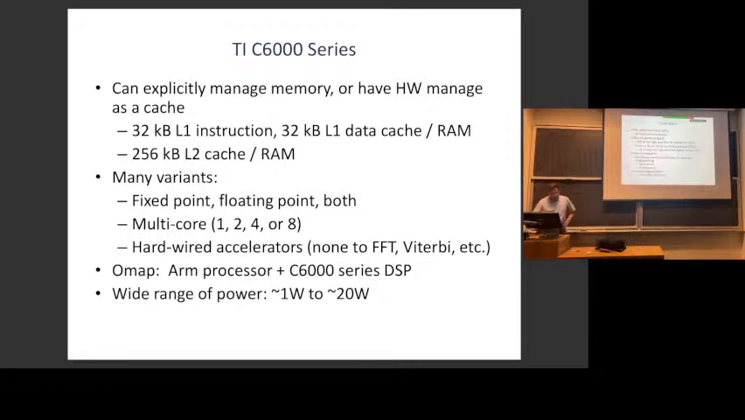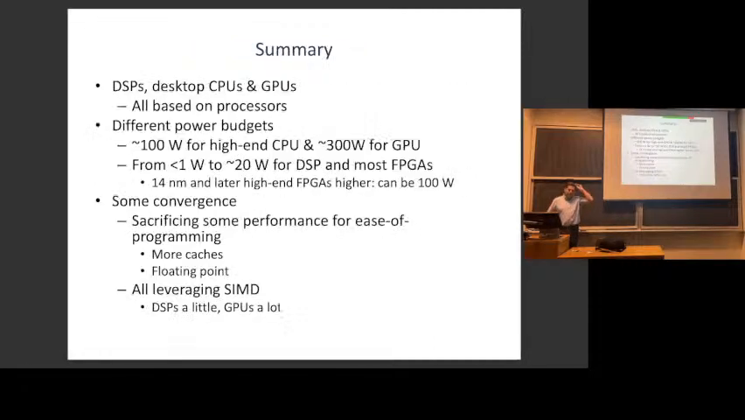Okay, so to summarize, DSPs, CPUs, and GPUs are all variations of processors. They have different power budgets. So a high-end CPU is usually around 100 watts. The ones in the UG machines are a little lower, about 65. GPUs are usually around 300. The ones in the UG machines are a little lower, about 220. For DSPs, the range is lower, from about 1 watt or even less than 1 watt to 20 watts.